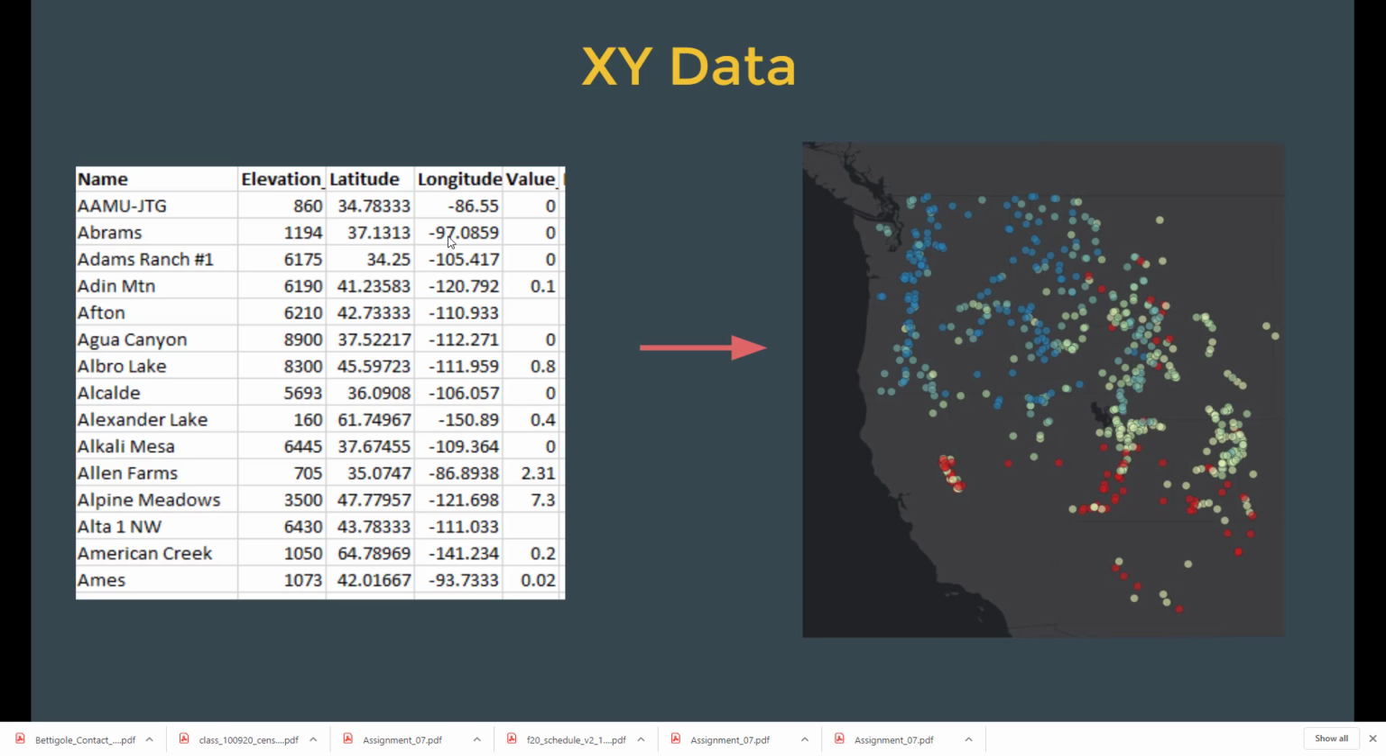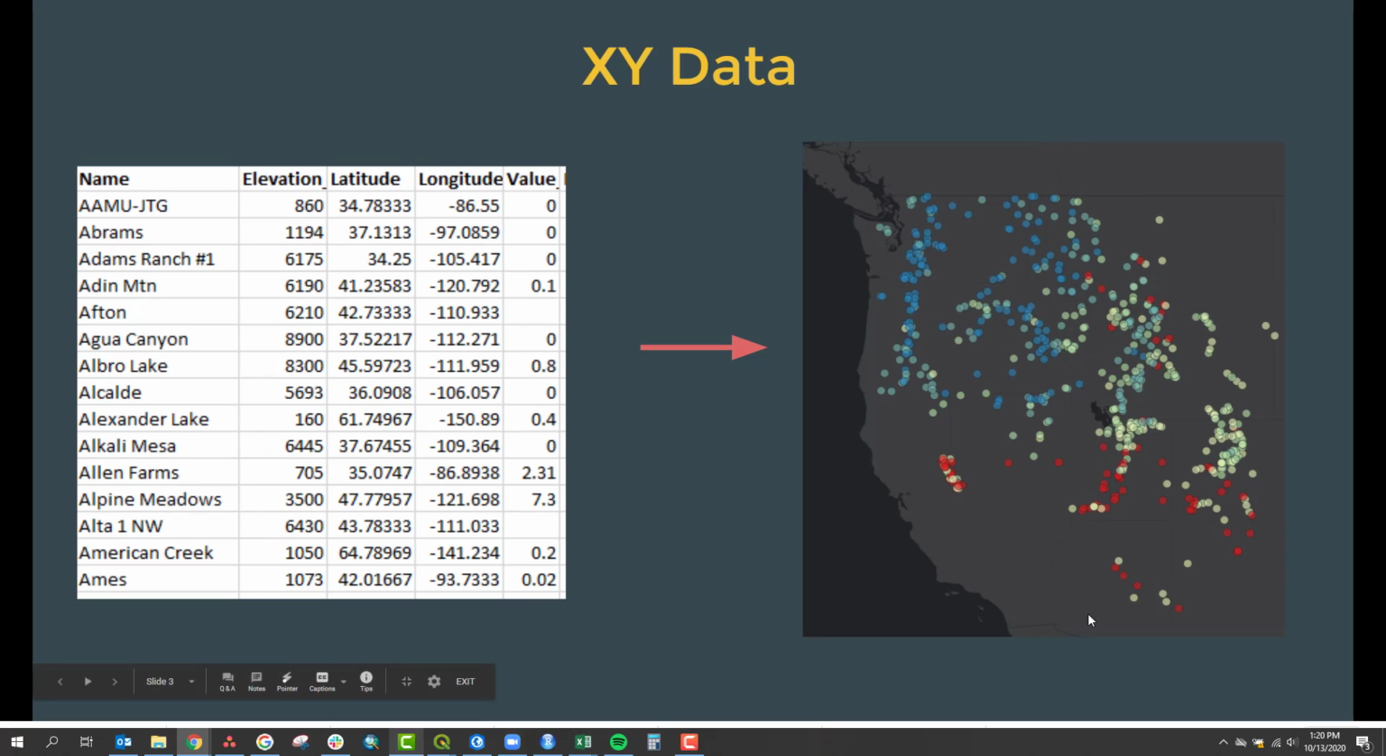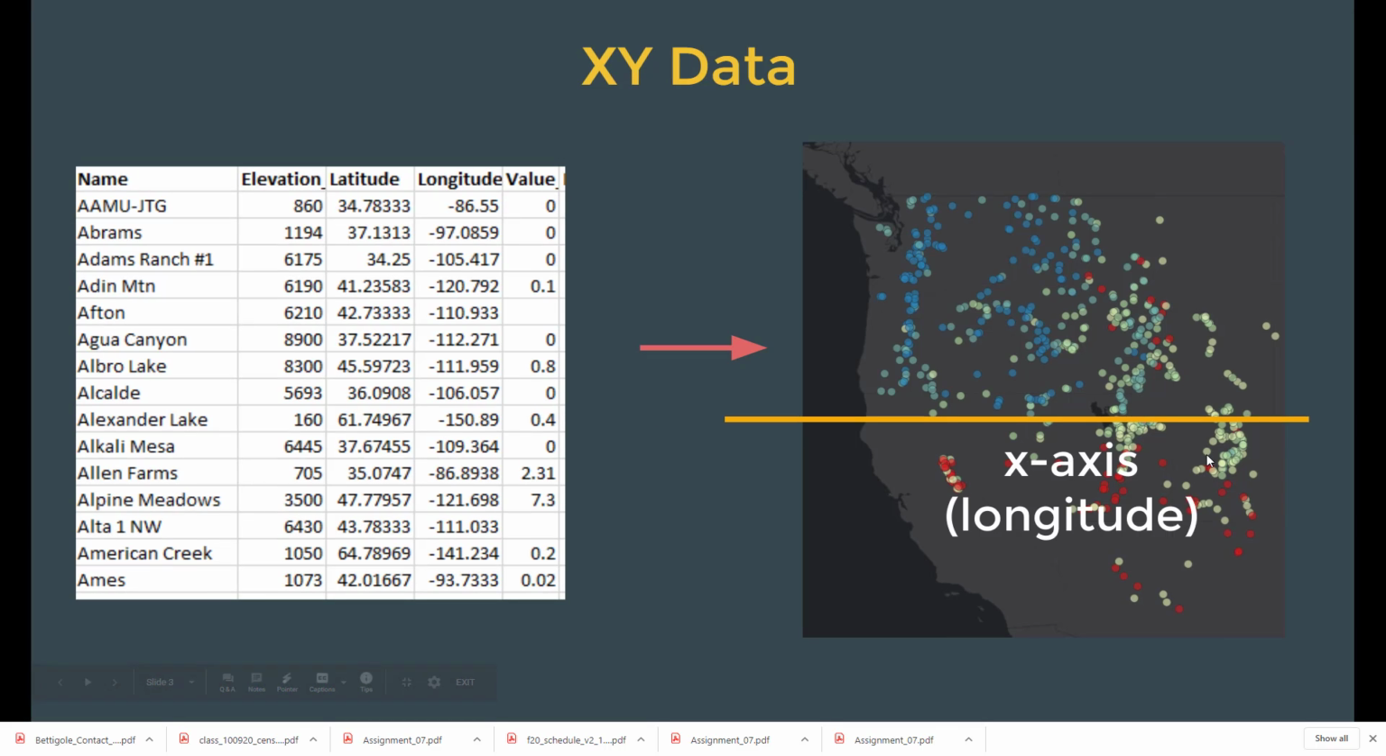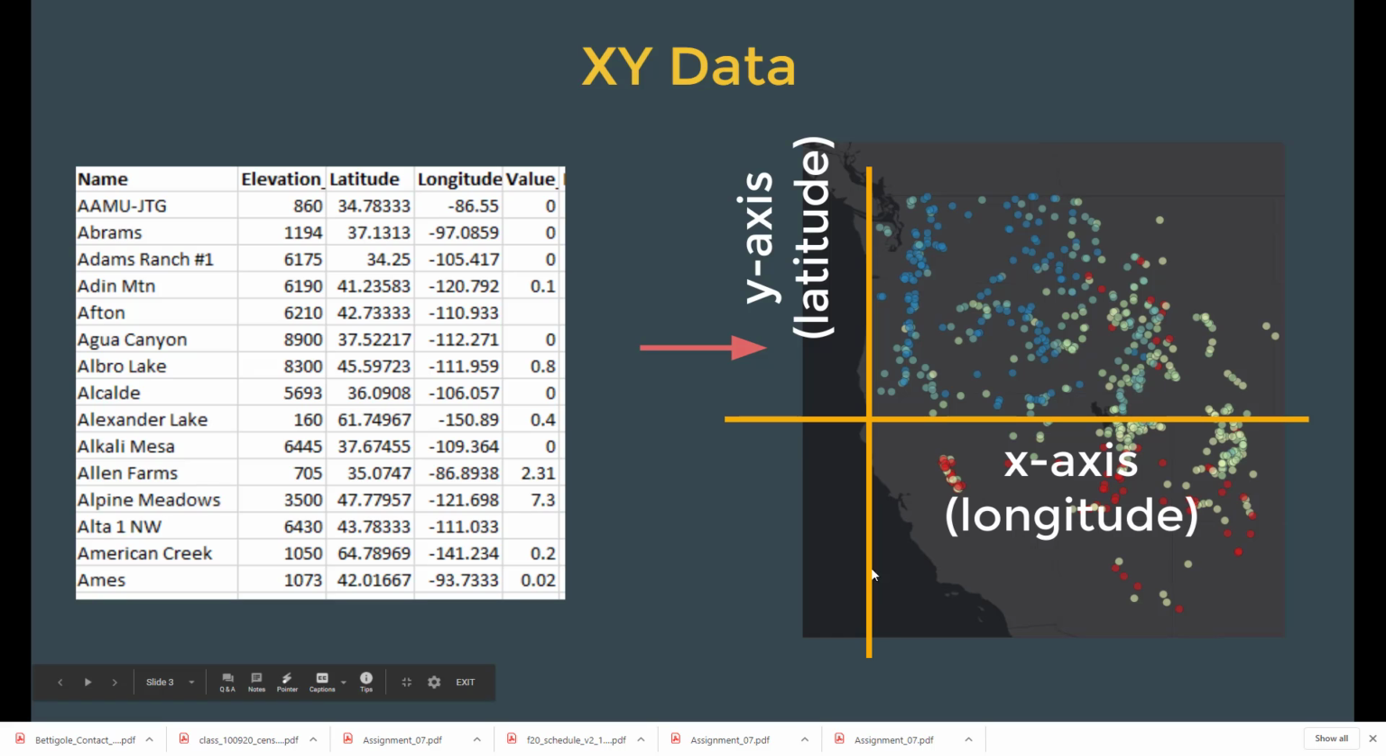We refer to X as the longitude, the lines that cross the x-axis. We're going to think about the x-axis running this way. Longitude are the lines that cross the x-axis. Well, the Y is the latitude, or here's our y-axis right here, lines that cross the latitude from north to south.